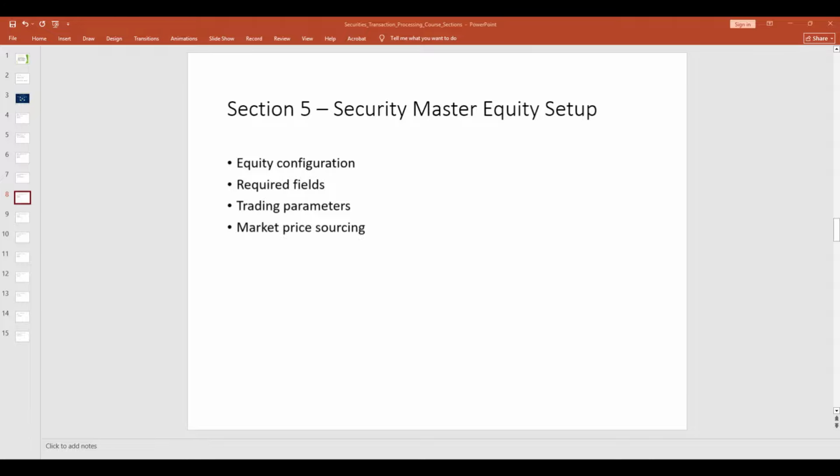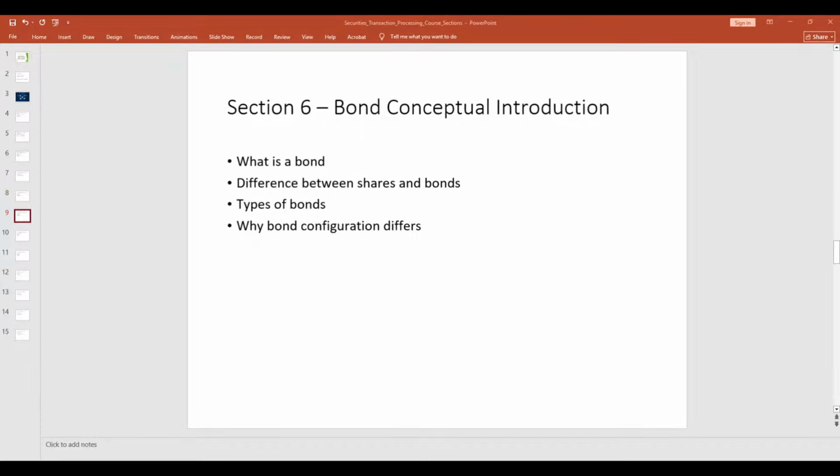In section 6, we move to bond concepts and configuration. Here we understand what bonds are, how they differ from shares, and the different types of bonds used in financial markets. We also learn why bond configuration requires additional fields such as coupon rates, maturity dates, and interest schedules.